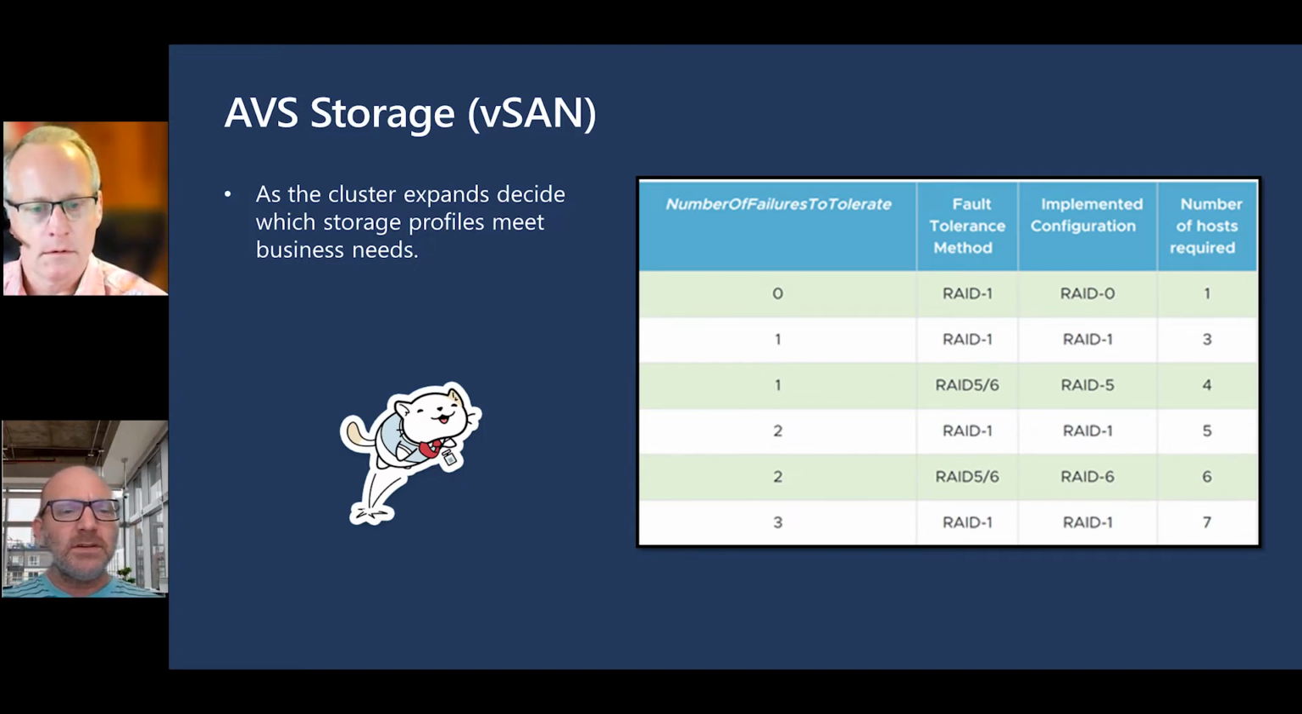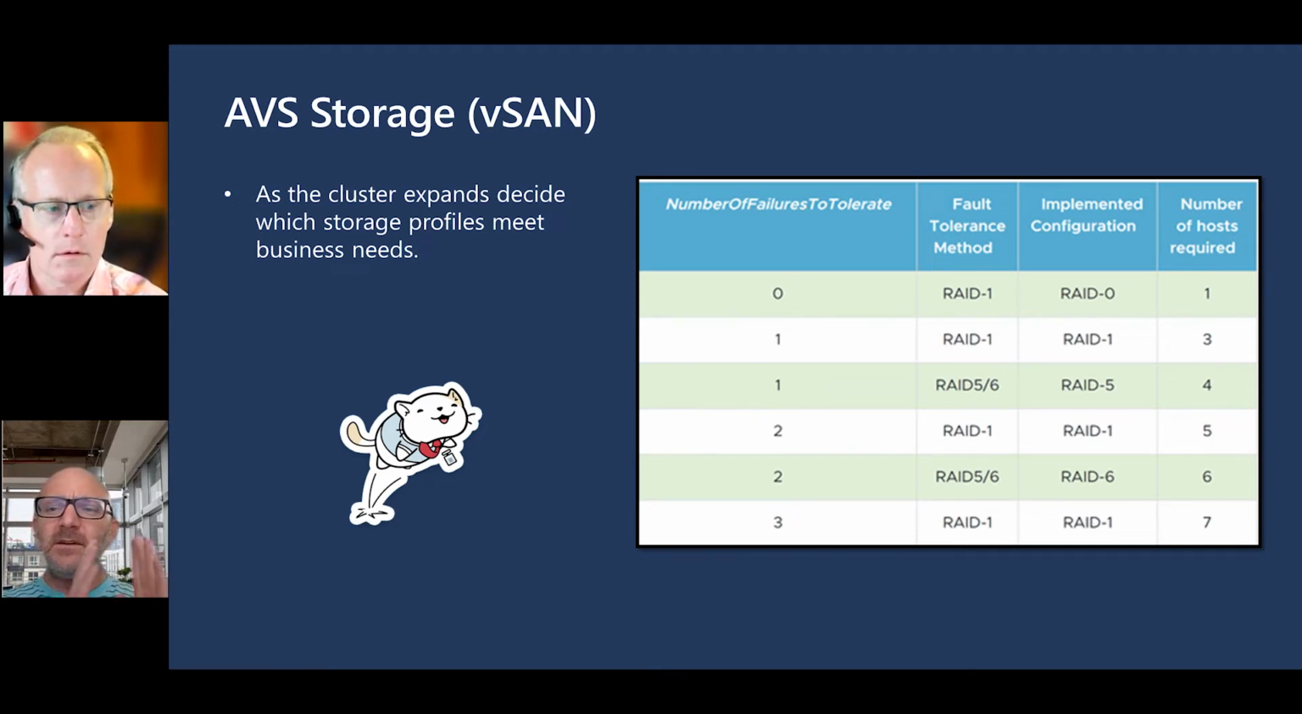So what you're going to want to do is work with this customer to try to understand which of these configurations you want once you get to that 4th, 5th, 6th node, whatever. Generally speaking, what we see customers land on is a failure to tolerate of 1 or 2, and then of course doing RAID 5, erasure coding.